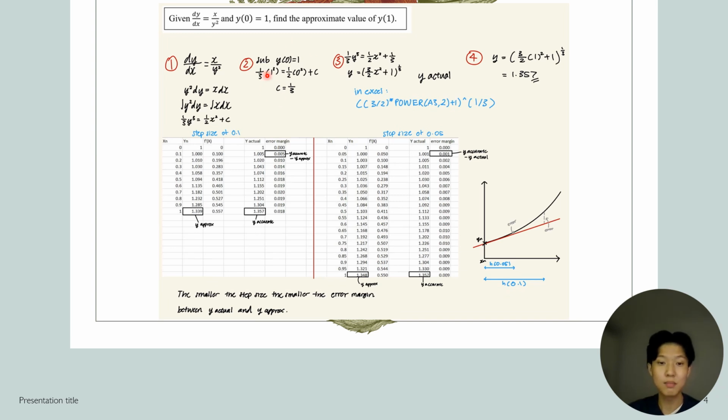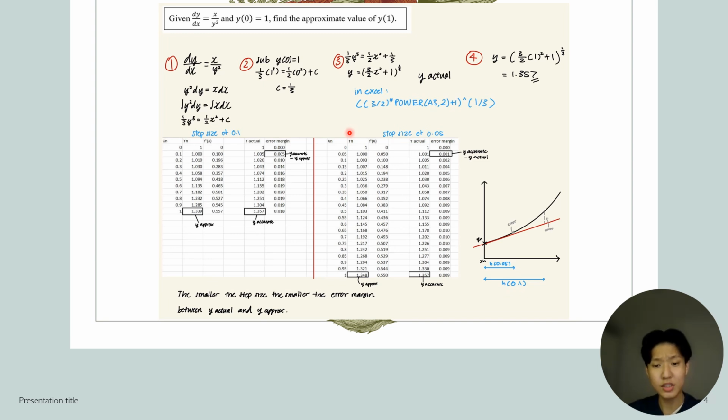Then, sub the c back into the equation that we just got to find y in terms of x. We should then get y equals open bracket 3 over 2 x squared plus 1 close bracket to the power of 1 over 3. Then, in order to solve the question, we sub in the value 1, which is the x value, to get the answer 1.357.